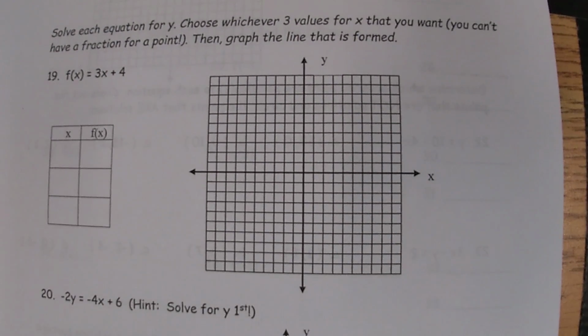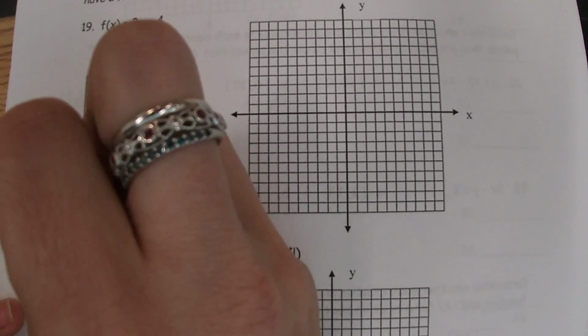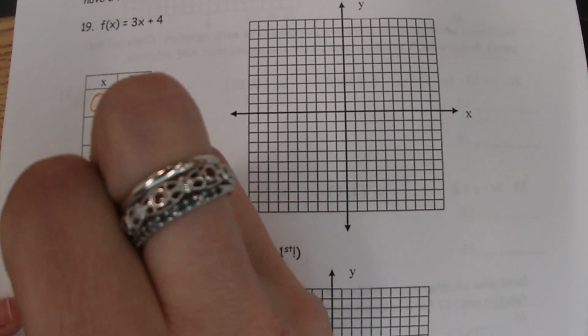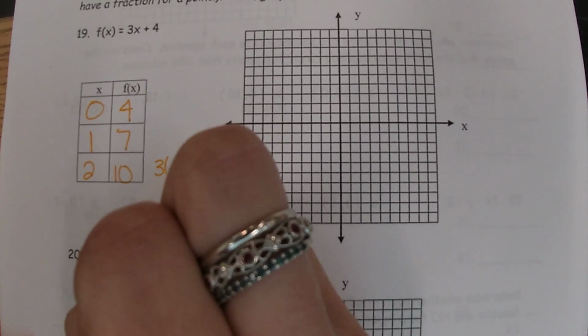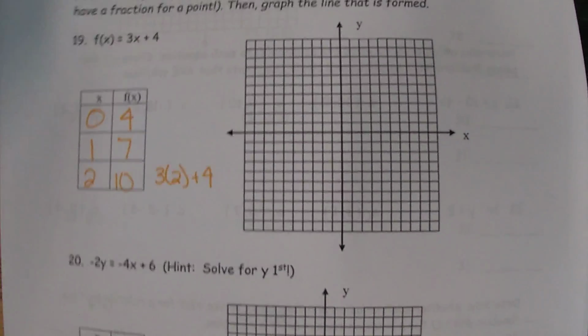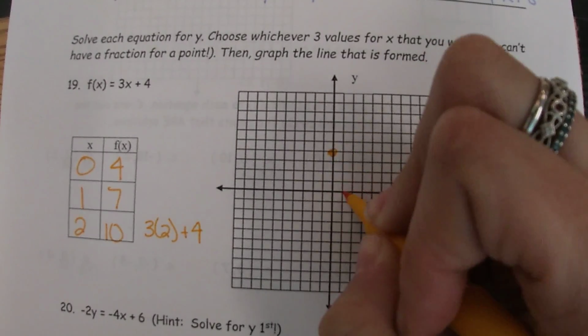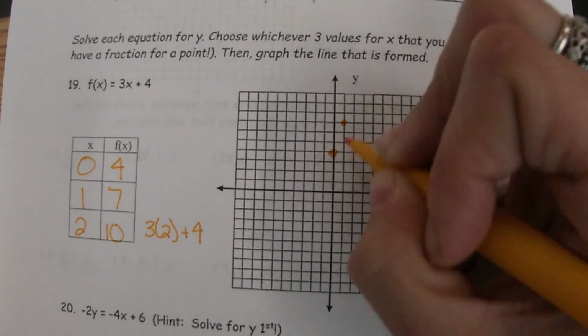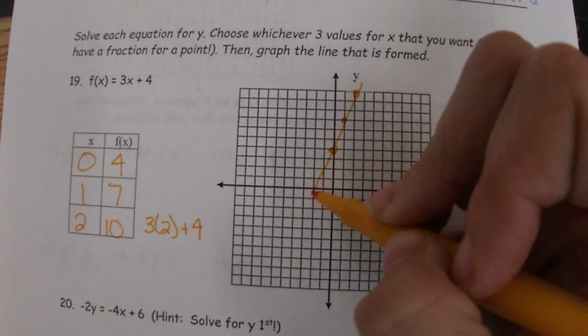Number 19, we're going to start plugging this in. Start plugging in numbers so we can graph it, right? So no fraction. So we can plug in 0, 1, and 2 here. So 4, 7, and 10, right? I'm doing 3 times 2 plus 4. I'm going to plot those points. 0, 4, 1, 7, 2, 10. I'm making my line.